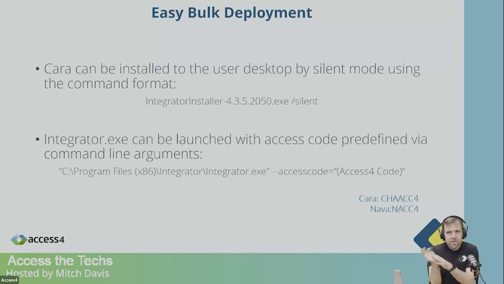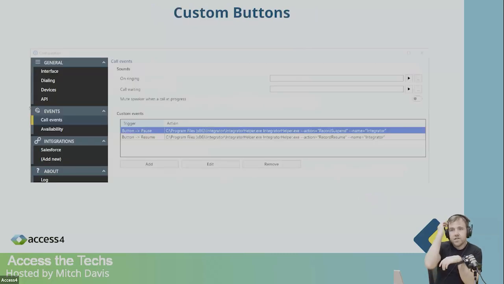The other side of Kara that people don't look at too much is some of the advanced custom integrations and functionality you can get out of Kara or Nava Go Integrator. Inside the application, there are call events, and this can give you some additional functionality. This can be things like screen pops, loading websites, buttons. This is an example that I've got here.